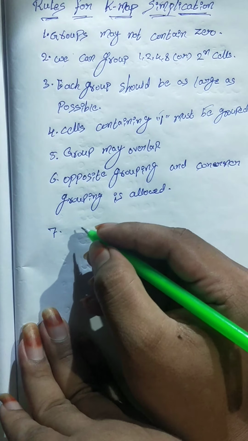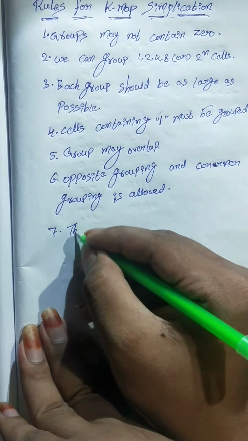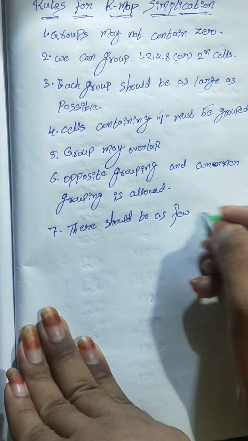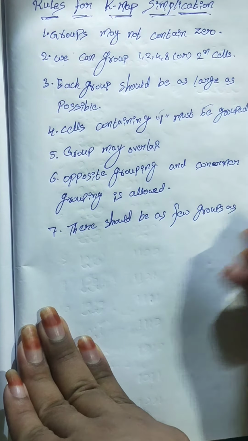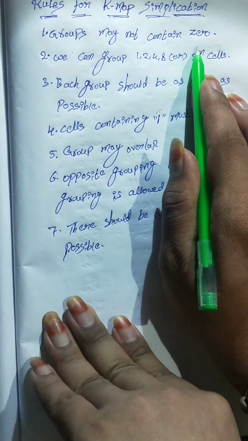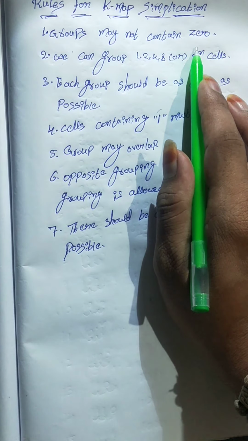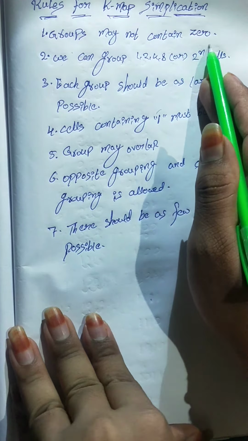There should be as few groups as possible. Groups may not contain 0. That means the group forms only with ones, and 0 does not exist in it.